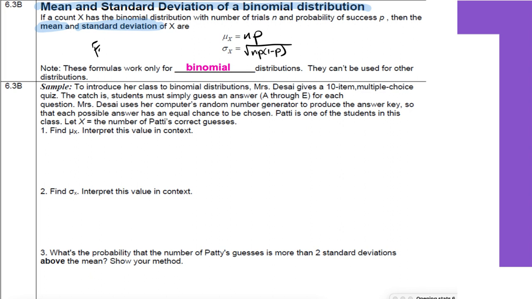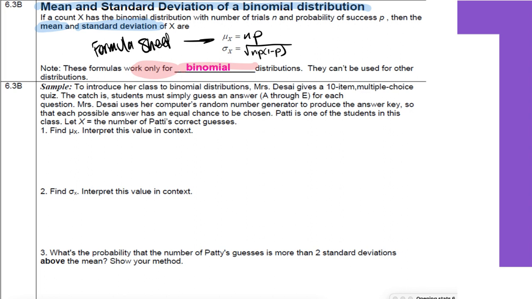These are also on the formula sheet that I gave you, but you're also given it for the AP exam. Okay, they work only for binomial distributions. Make sure you remember that.